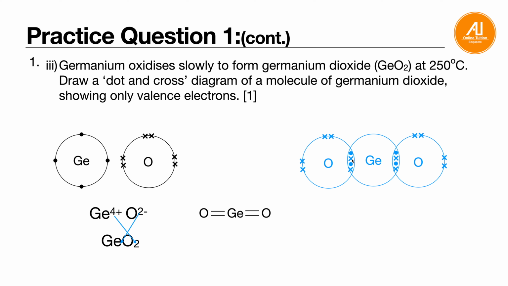So germanium will have 4. You will share 2 with oxygen, you will share 2 with oxygen. Oxygen will share 2 with germanium, this oxygen will share 2 with germanium. And then of course your legend. So the dot represents electron from Ge, and the cross represents electron from oxygen. 1 mark. So just take note, show only the valence electrons. The inner shell, you can ignore it.